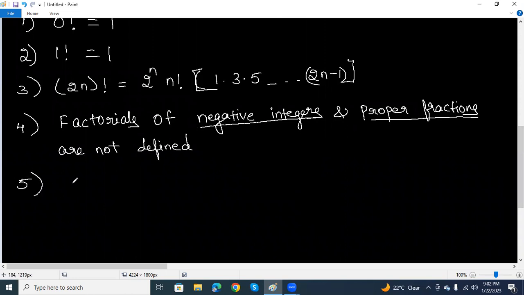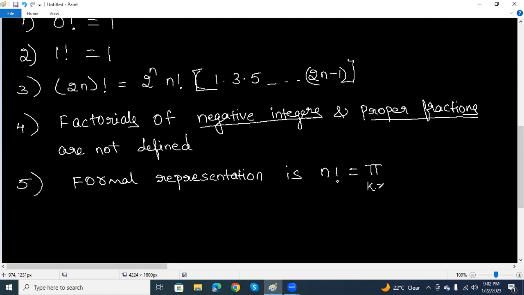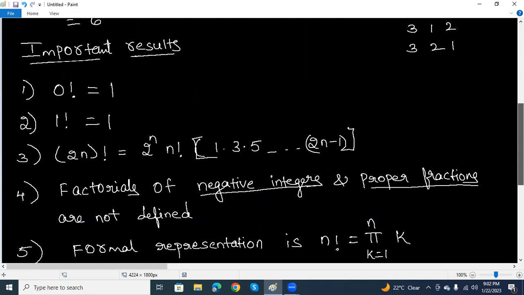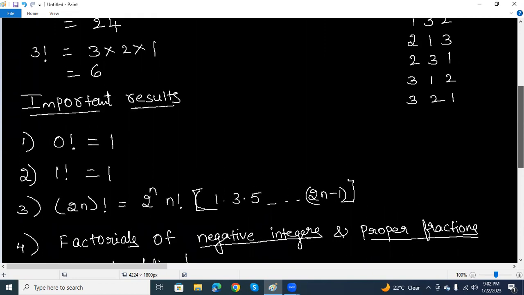The general form, the formal representation of a factorial, is n factorial is equal to the product, pi, for k equal to 1 to n, of k. So this is the formal representation. These are the important results for finding the factorials.